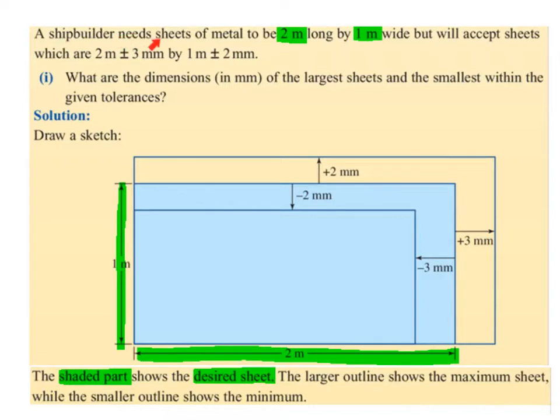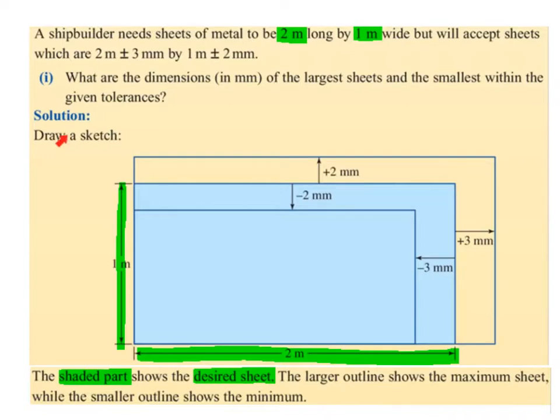A shipbuilder needs sheets of metal to be 2 meters long by 1 meter wide, but will accept sheets which are 2 meters plus or minus 3 millimeters by 1 meter plus or minus 2 millimeters. So they're allowing for an error of 3 millimeters for the 2 meter length and an error of 2 millimeters for the 1 meter length. Part 1. What are the dimensions in millimeters of the largest sheets and the smallest within the given tolerances?